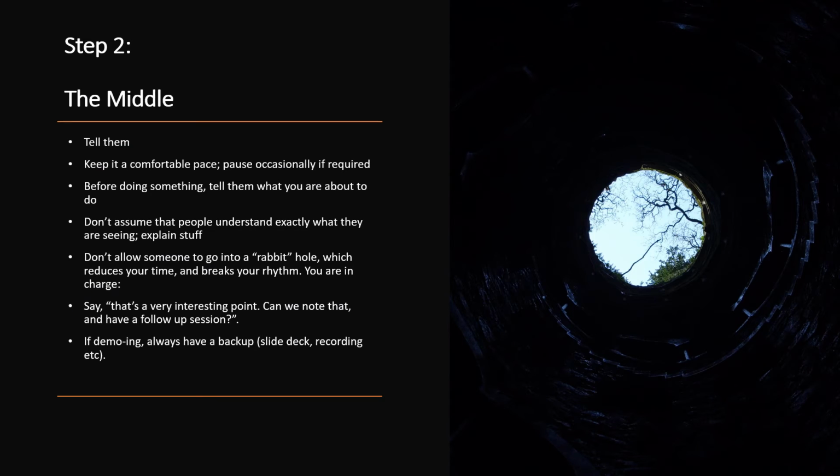Now speaking about step 2, that is the middle section, where we are going to talk about what we did in detail. So the middle section is to tell them. It's crucial to keep a comfortable pace and pause occasionally if required. Don't just speed read. Before you do something, tell the audience what you are going to do.